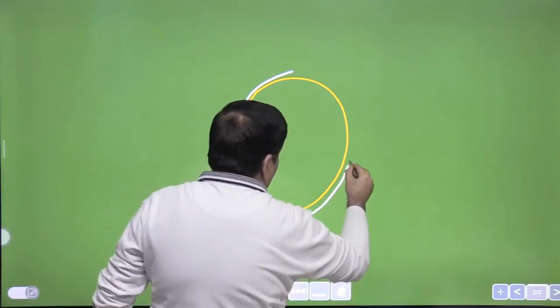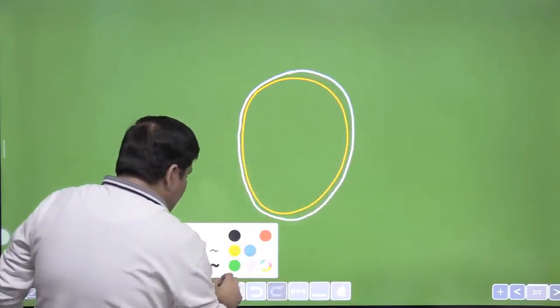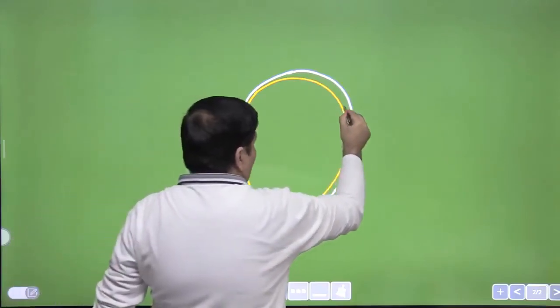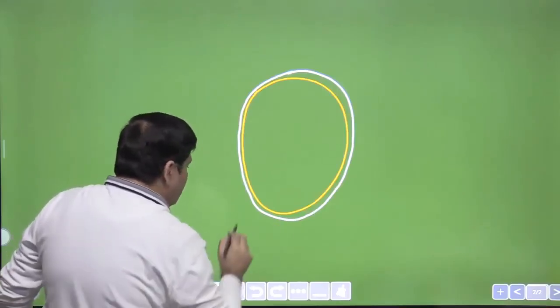And what we will see is that this tunica albuginea will send partitions. Now that means it will... thankfully I was able to save this, and look at this.